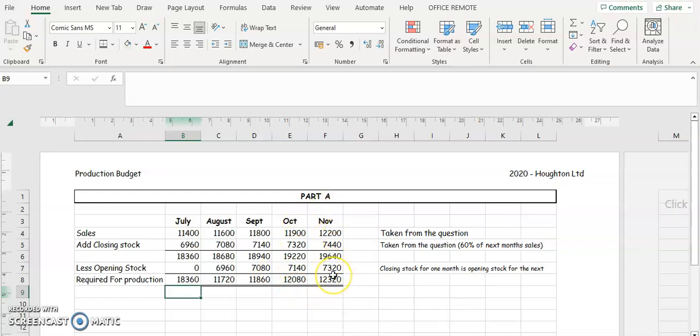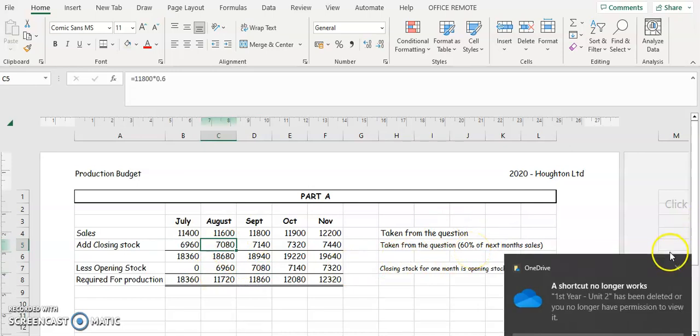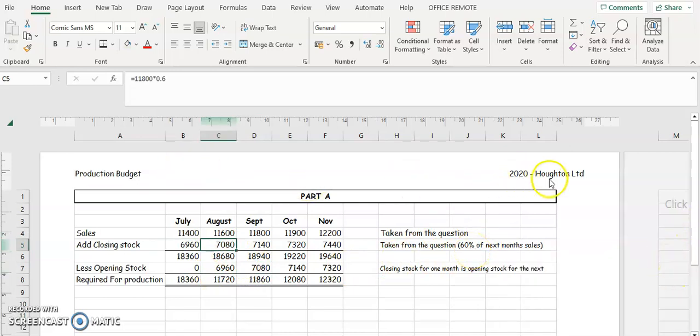Now we need that later on when we look at a different part of this question. So remember your production budget: finding out how many units you need to produce for that month. You're going to take your sales, add your closing stock, take away your opening stock. That'll give you how many units we need. Your sales figure is taken from the question. Your closing stock figure is taken from the question. And remember that your opening stock is the closing stock from the previous month. We're adding on our closing stock and taking away our opening stock because we have that opening stock produced from the previous period. And that's part A for 2020 Houghton Ltd.